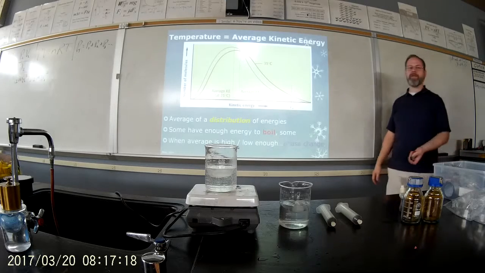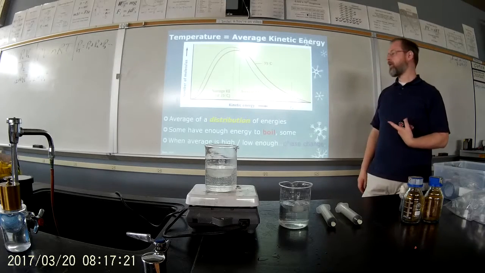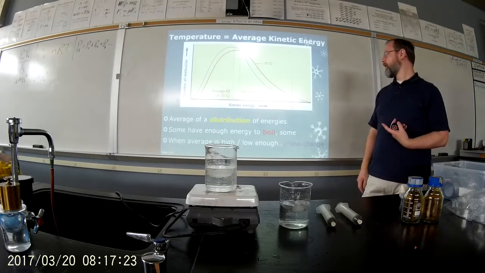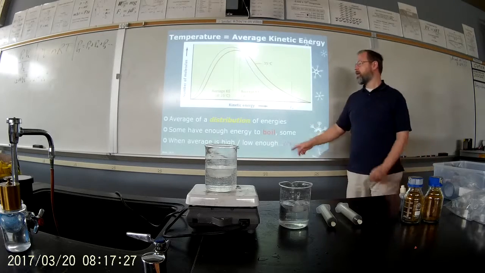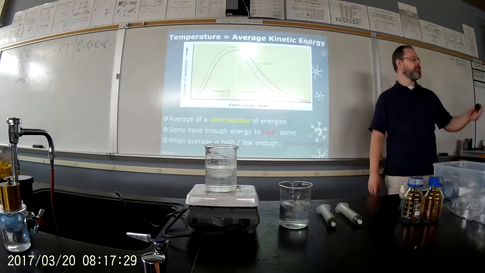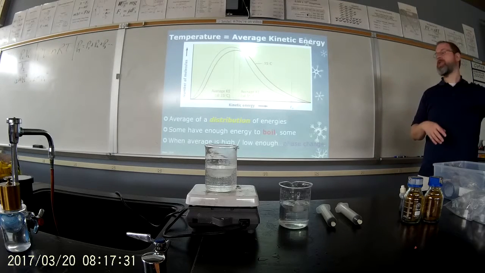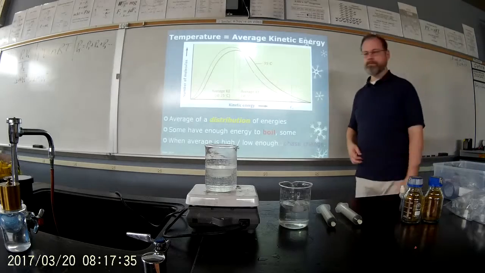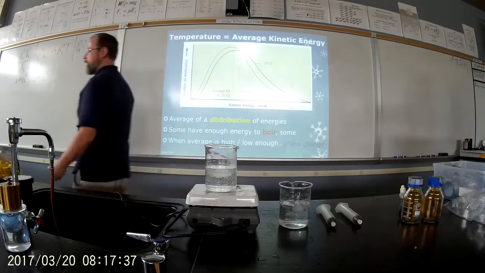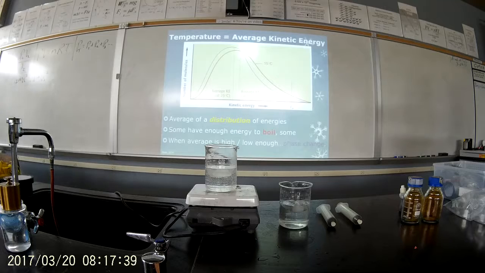Okay. So if you like things written down, there it is written down. This is called a distribution. Some have enough energy to boil, these over here, and when there's more high energy than low energy, then you get a phase change. When that distribution gets hot enough, gets close enough to that boiling line, then you get a phase change.